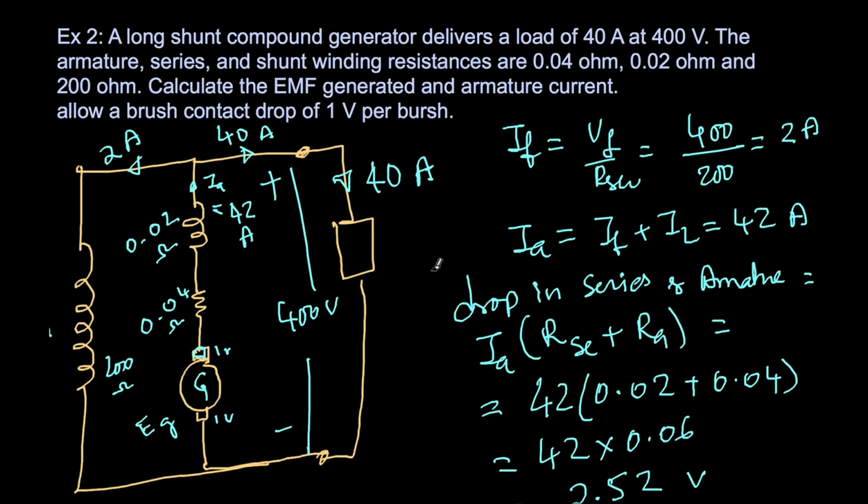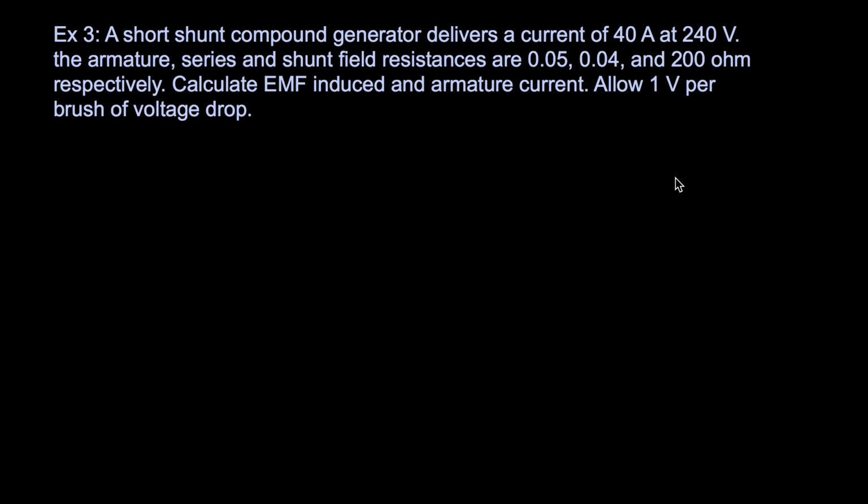So let's look at more examples. Now let's look at this problem. This is the third example. A short shunt compound generator delivers a current. Again, it will be nice to begin the solution by making a diagram. You can always pause the video, take 5 minutes and attempt the problem, and then you can compare your results with the results which I get. Okay, so let me attempt this problem now.